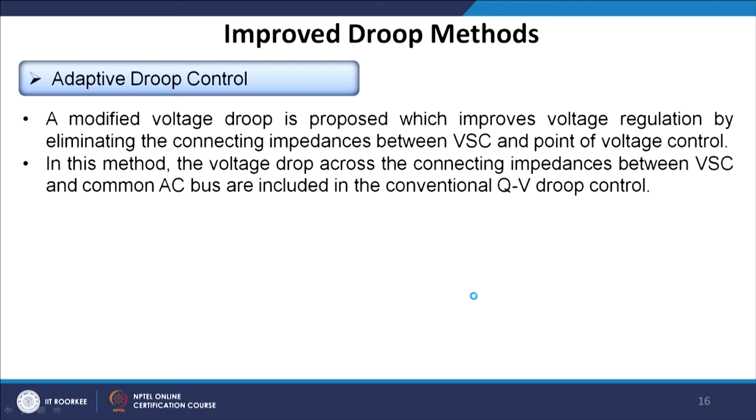Improved droop methods. Now, in case of adaptive droop control, a modified voltage droop is proposed which improves voltage regulation by eliminating the connecting impedances between VSC and point of voltage control. In this method, the voltage drop across the connecting impedances between VSC and common AC bus is included in the conventional QV droop control.